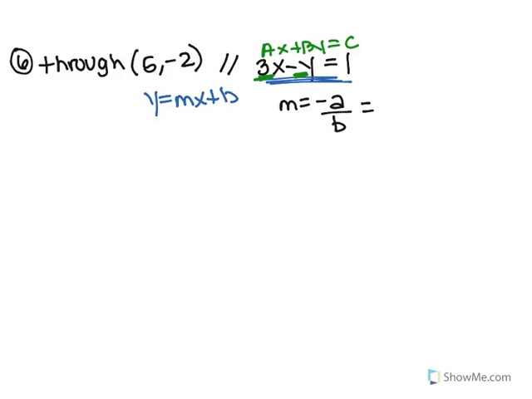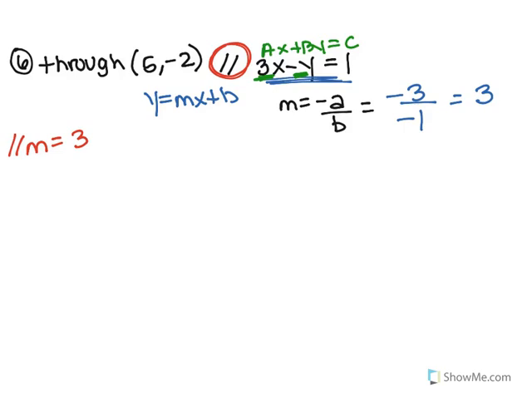And keep in mind, when we're in standard form, your a represents the number that's on x, and your b represents the number that's on your y. So that would be -3 over b, which is a -1, which reduces to +3. So the slope of that line is just 3. Now, parallel means use the exact same slope. So a parallel slope would also be 3.